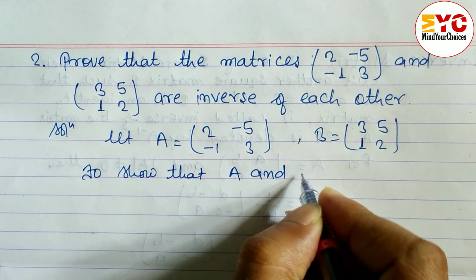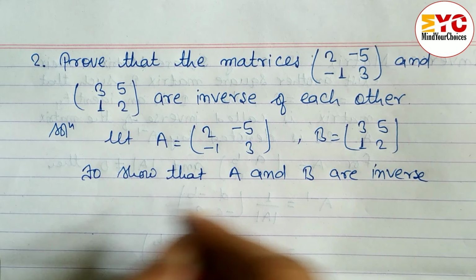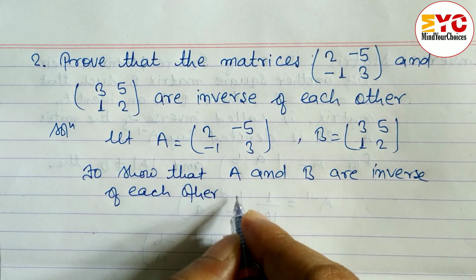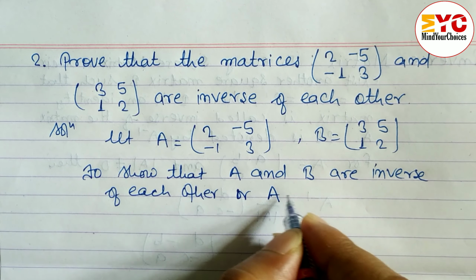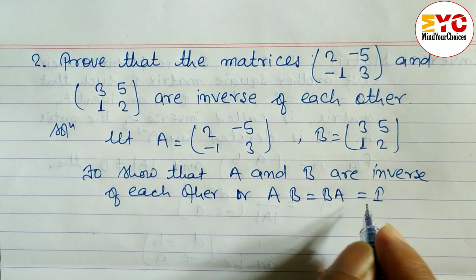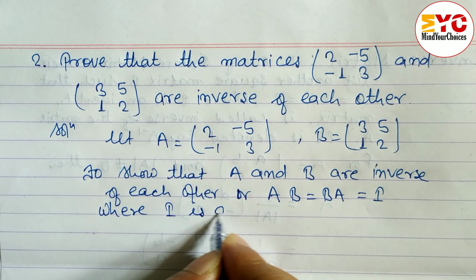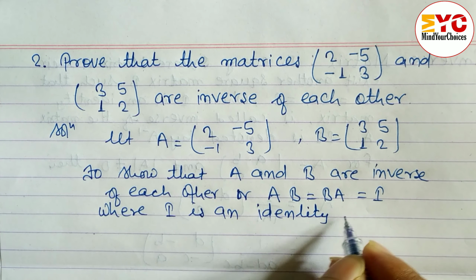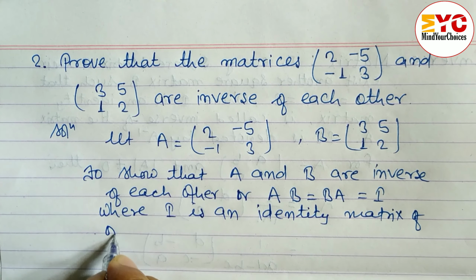So let's write: to show that A and B are inverse of each other. To show that they are inverse of each other, what we have to show is AB is equal to BA is equal to I, where I is an identity matrix of order 2.